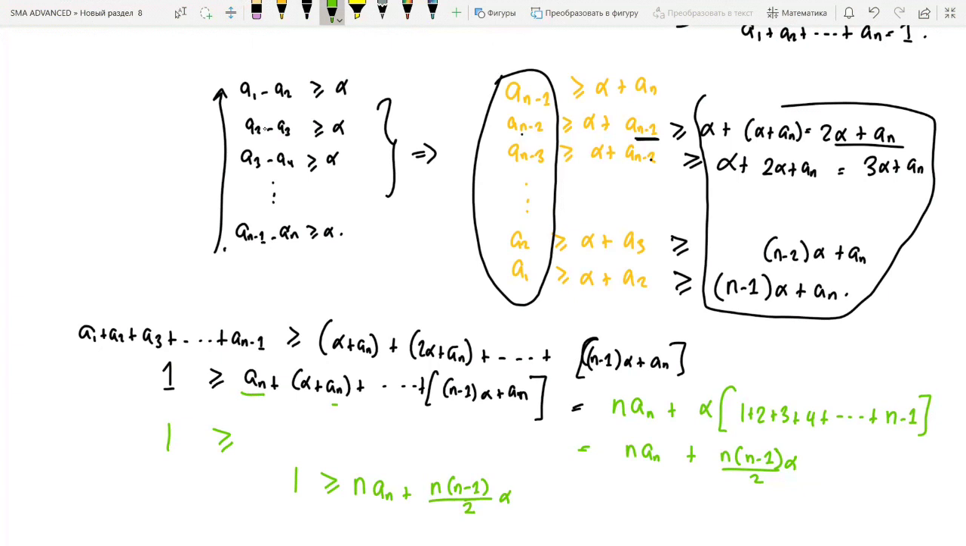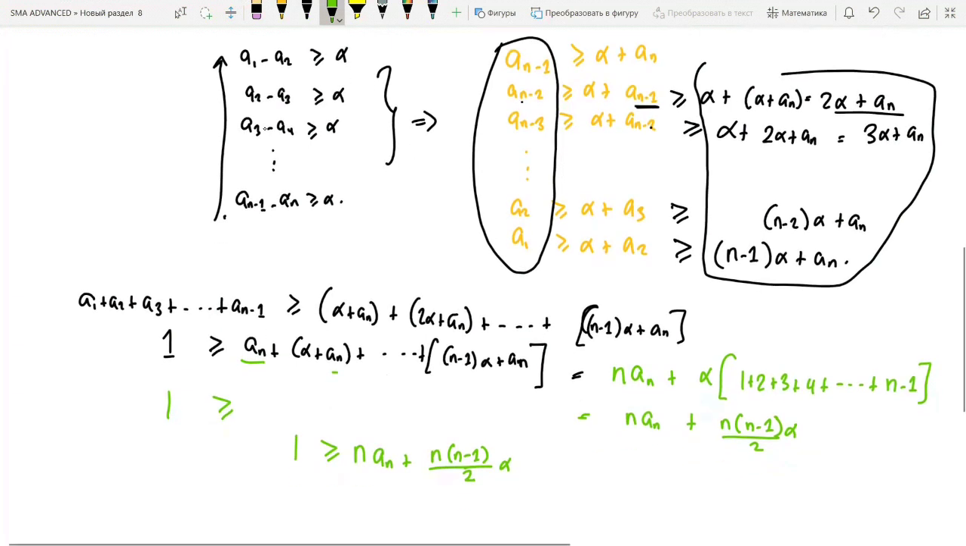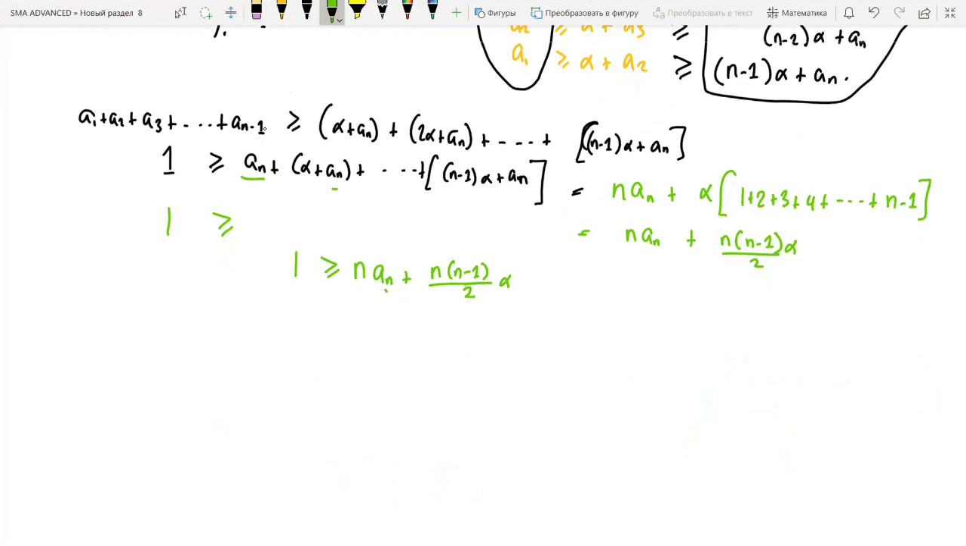What can we now do from here? We can carry everything to one side of the equation and see what we get. So I'll scroll down a bit. We can make an stand alone on this right hand side, so make an the subject of the formula, kind of. So we have that 1 minus (n minus 1) n alpha over 2 is at least n an.